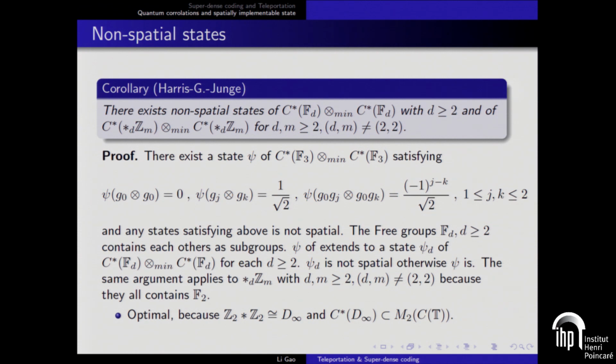This result is optimal because if you take the (2,2) case, that group is isomorphic to the infinite dihedral group, then this C-star algebra is a sub-algebra of M2 of complex functions on the torus, and on this algebra it's easy to see all the minimal tensor product states are spatial. How much time is left? Five minutes. Okay.